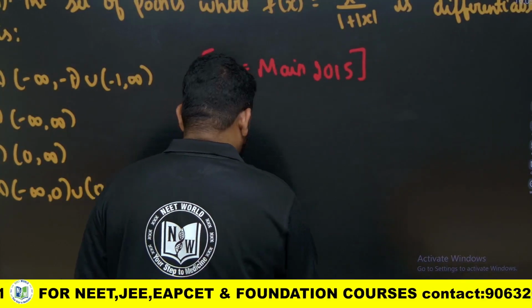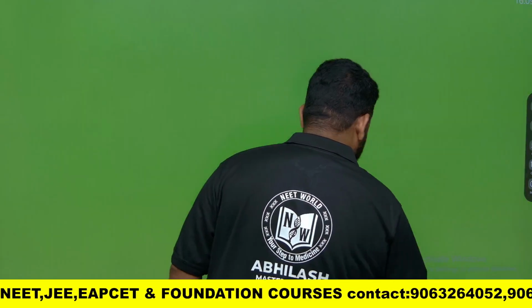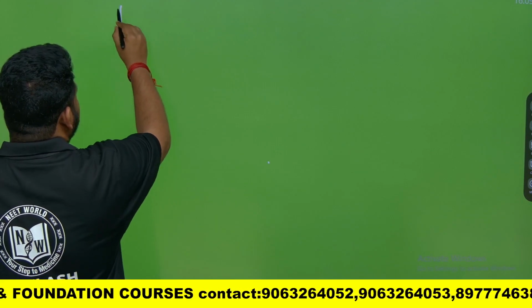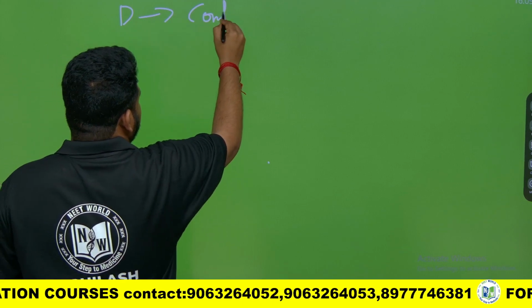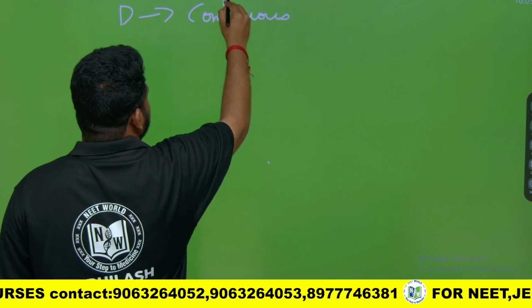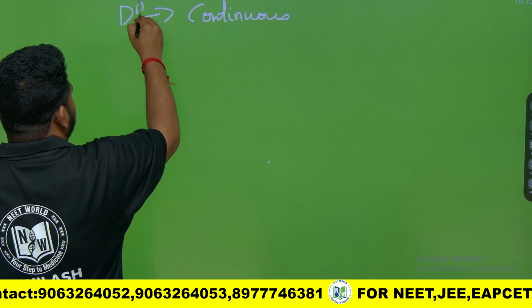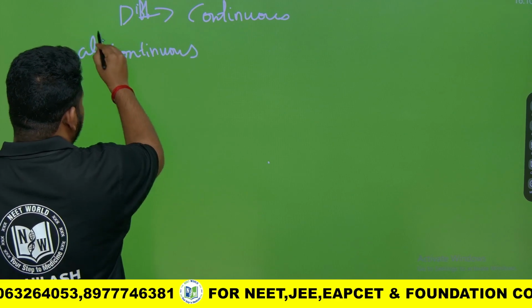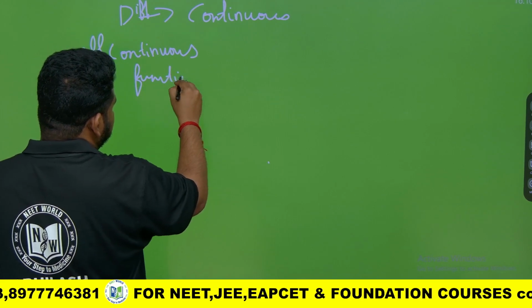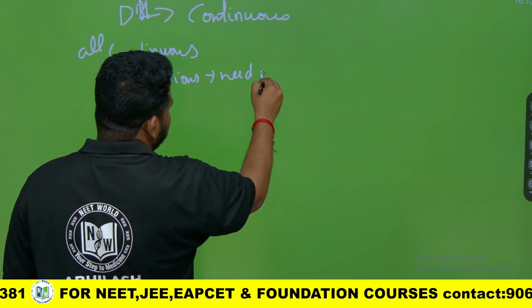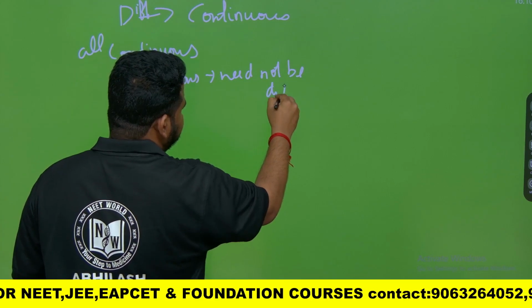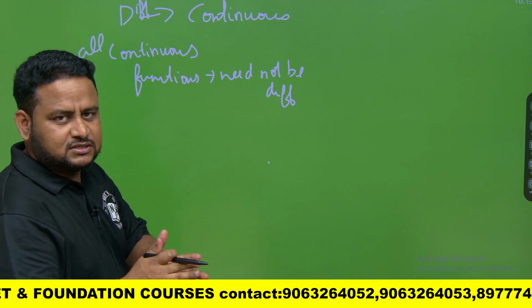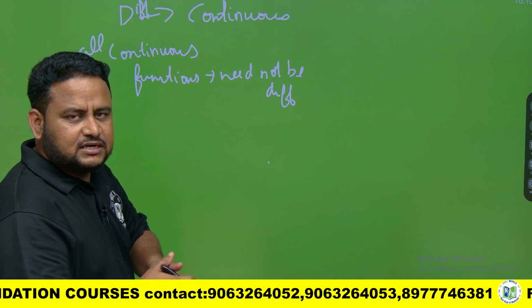Now, I told you one thing, you must be very careful with this. For a function to be differentiable, it should be continuous, 100% continuous. But all continuous functions need not be differentiable. That is, if it is differentiable, definitely it is continuous. But if a function is continuous, that doesn't mean that it is always differentiable.